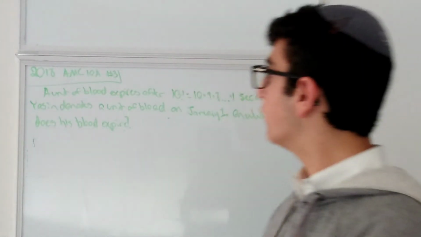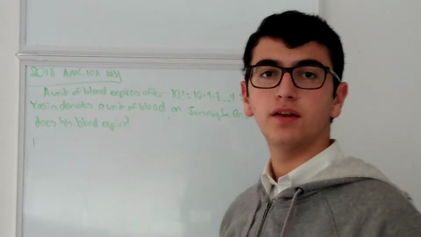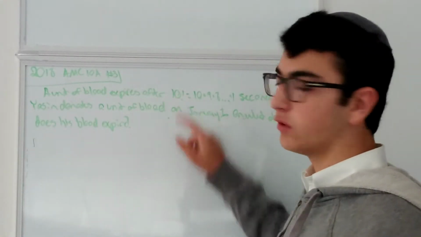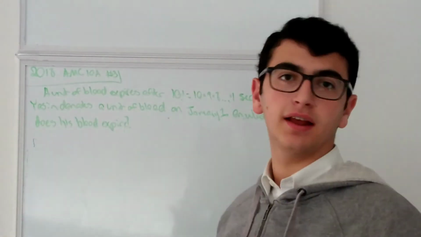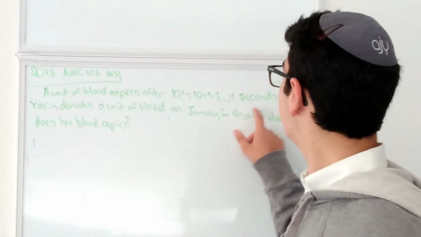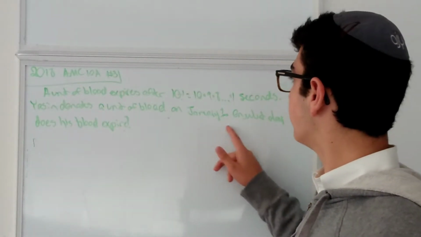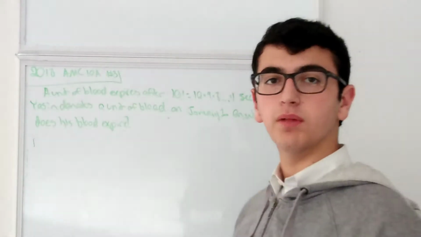In this problem, we have the 2018 AMC 10A, number 3. A unit of blood expires after 10 factorial, which is 10 times 9 times 8 times 7, all the way down to 1 seconds. Yasin donates a unit of blood on January 1st. On what day does his blood expire?